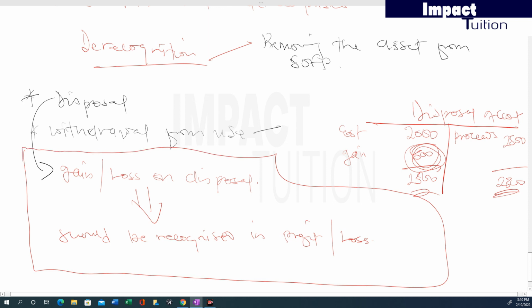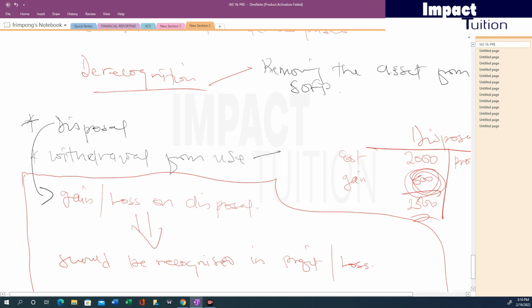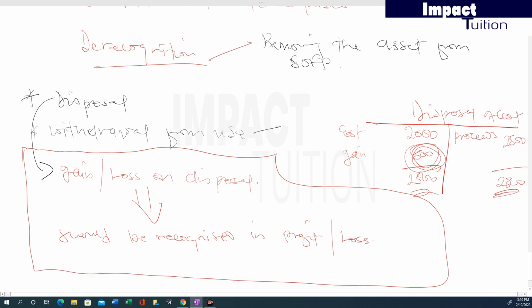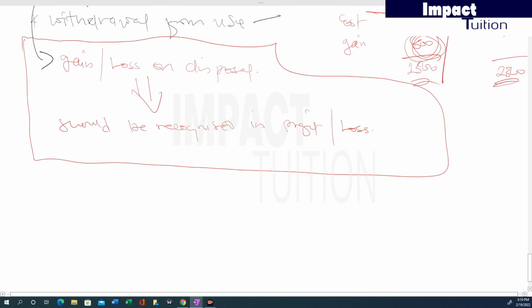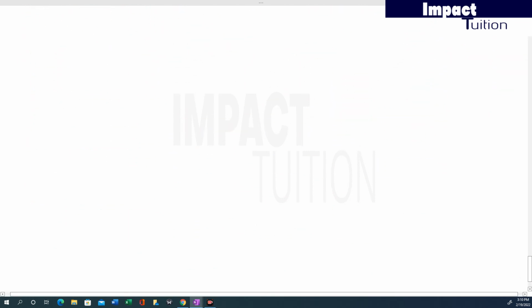With that said, let's look at some disclosure requirements and then we close our discussion on IAS 16. Disclosure. These are just some things. It is not exhaustive. There are a lot listed in the standard. You can just visit the standard to look at all the disclosure requirements.